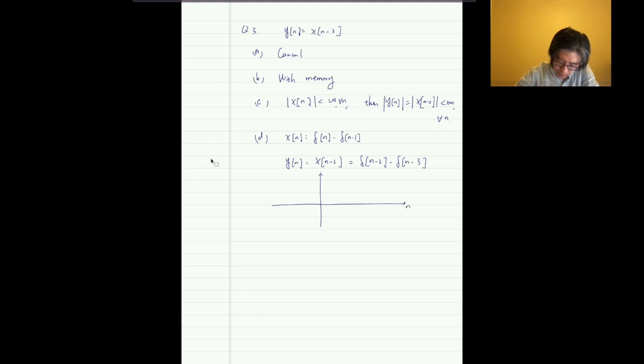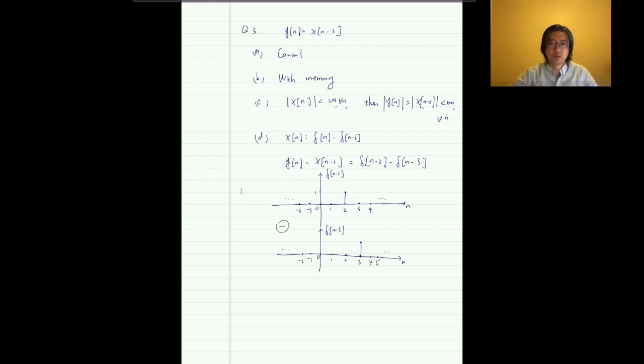Okay, so delta n minus 2 is nothing but, let's say 0, 1, 2. At 2 we have a 1. Okay, 3, 4, and so on. Negative 1, negative 2, and so on. And then let's draw delta n minus 3. It's very similar for this one. It equals 1 when n is 3, and 0 everywhere else, right? 2, 1, 0, negative 1, negative 2, and so on. 4, 5, and so on, right?